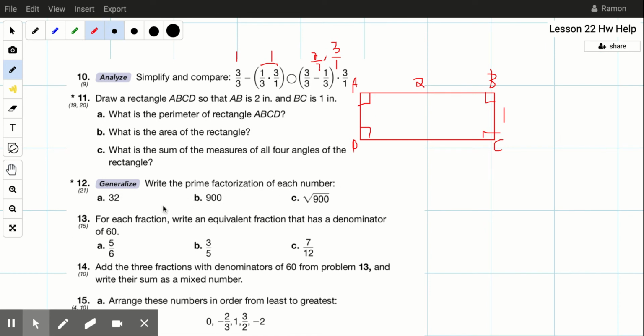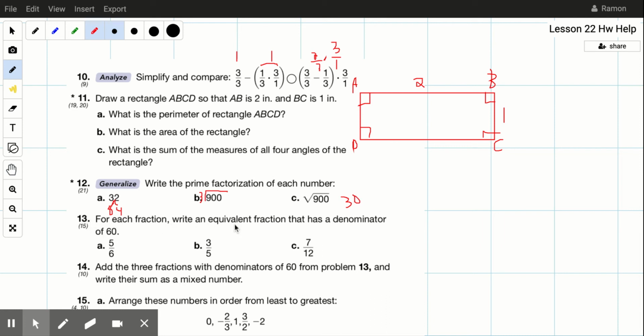Write the prime factorization for each number. Again, you can use a factor tree, and then just continue. Or you can use division by primes if you want, and then continue dividing. Square root of 900. The square root of 9 is 3. And then since there's 2 zeros, we only take 1 zero out. And then you have to find the prime factorization of 30.